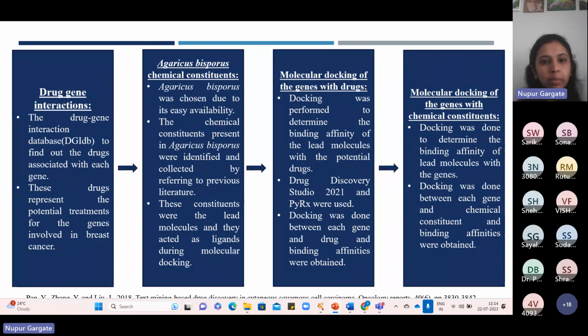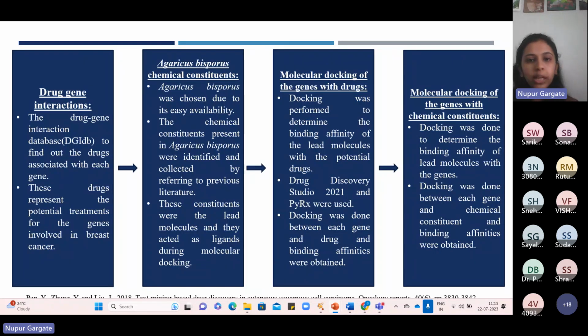Then Agaricus bisporus chemical constituents were determined. Agaricus bisporus or white button mushroom was chosen mainly because it is easily available in the market. Chemical constituents present in this particular mushroom were identified and collected by referring to previous literature. So I went through all the research papers which had collected the chemical constituents of white button mushroom, and all the constituents which were obtained were the lead molecules, and they acted as ligand during molecular docking.